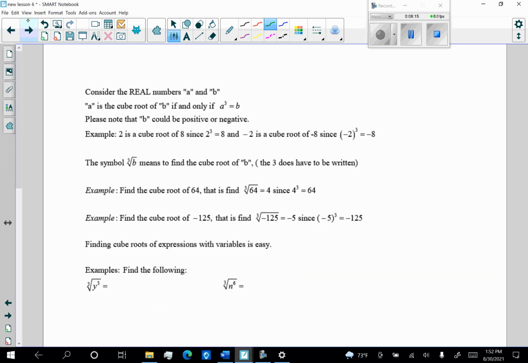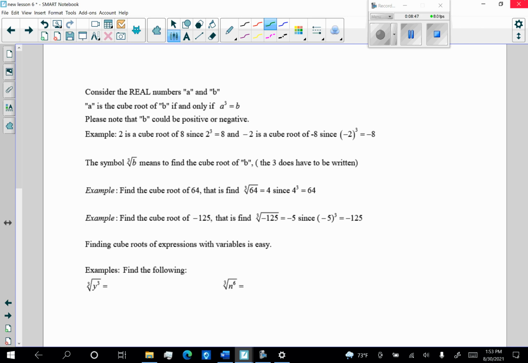So let us now proceed to our discussion of cube roots. Cube roots are easier because you don't have to worry about the absolute value. You don't have to worry about two answers. Cube roots only have one solution or one simplification. Here's the definition. A is the cube root of b if and only if a cubed is b. Please note b can be positive or negative.